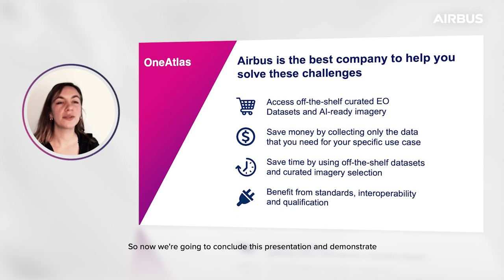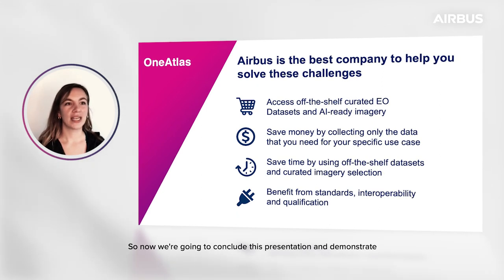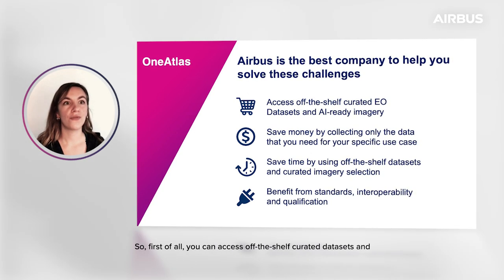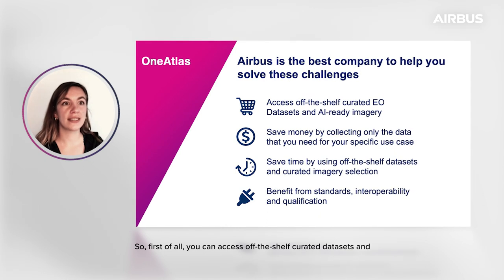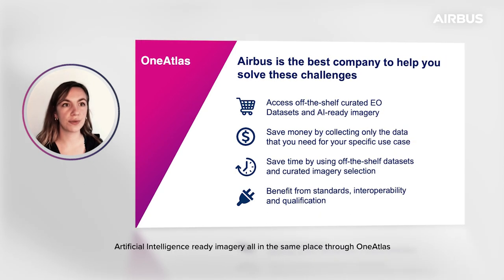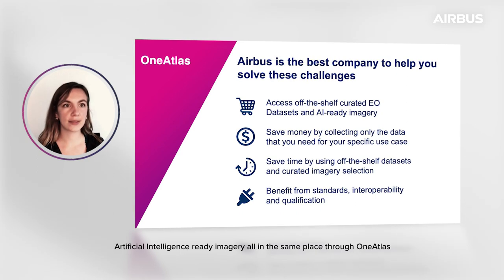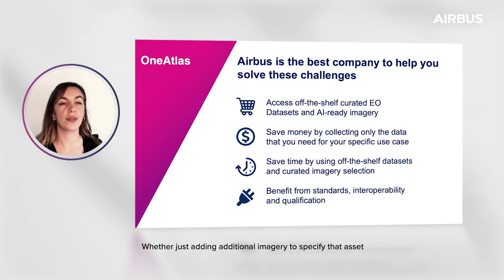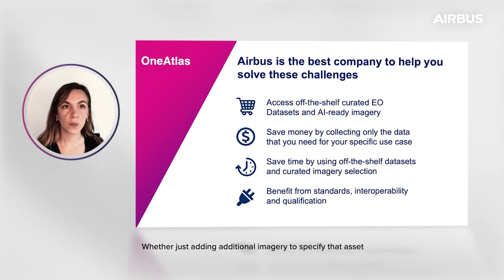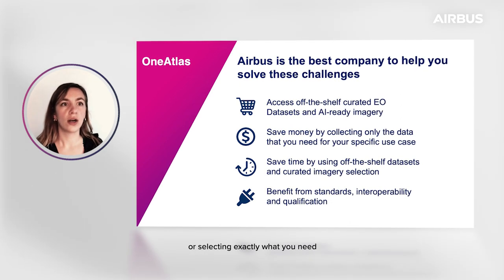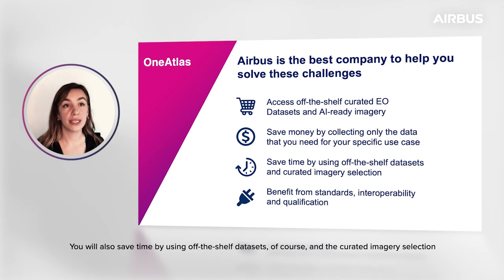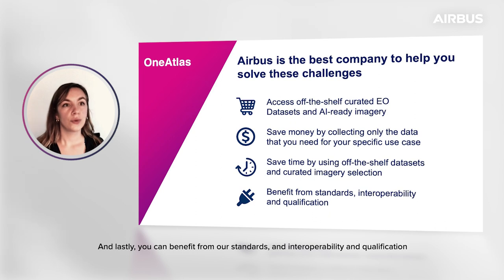Thanks, Jeff. So now we are going to conclude this presentation and demonstrate how these capabilities can help you solve these challenges. First of all, you can access off-the-shelf curated datasets and artificial intelligence ready imagery all in the same place through OneAtlas. Of course, you will save money by collecting only the data that you need for your specific use case, as we've seen, whether just adding additional imagery to a dataset or selecting exactly what you need. You will also save time by using off-the-shelf datasets and the curated imagery selection. And lastly, you can benefit from our standards, interoperability, and qualification.